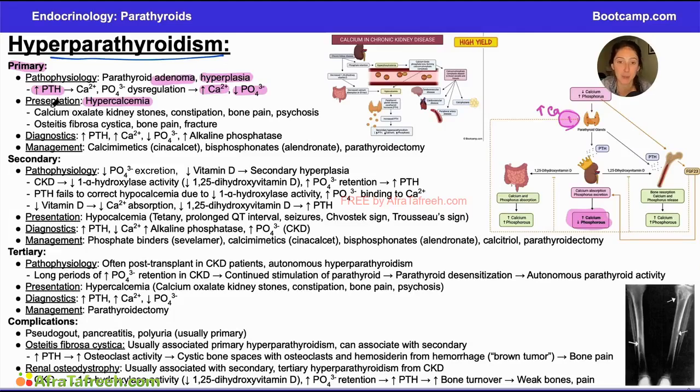It's the stones, bones, thrones, and psychiatric overtones. So these symptoms of stones, calcium oxalate kidney stones, thrones, symptoms of constipation or sitting on the toilet and unable to go, bones, bone pain, and psychiatric overtones or psychosis.